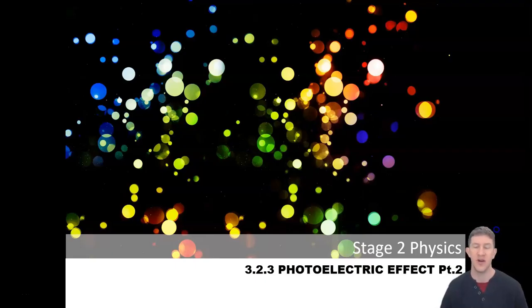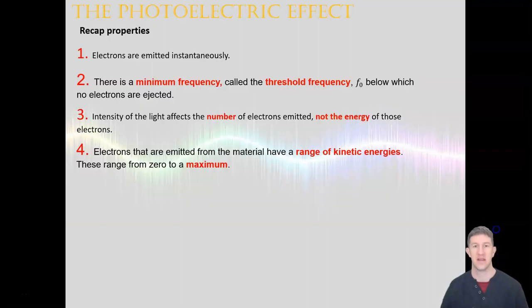To part 2 of the photoelectric effect. Last video we talked about some of the important properties of the photoelectric effect. So just to recap, number 1 was that the electrons are emitted instantaneously.